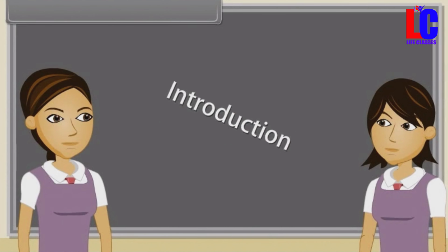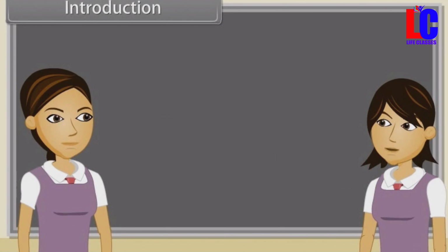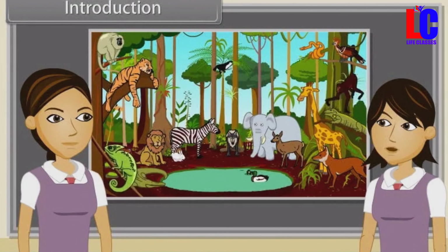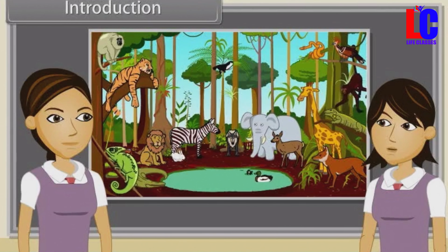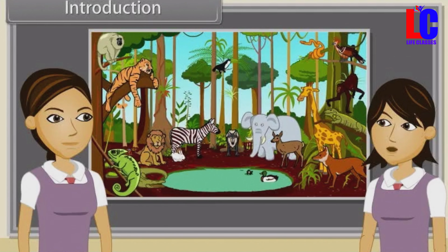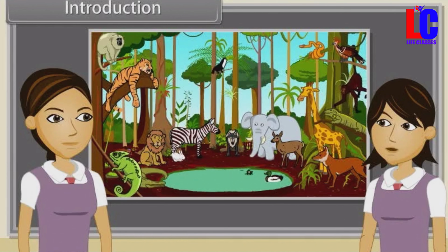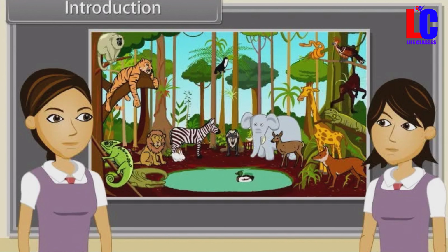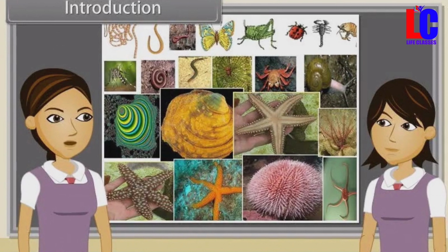Introduction. Sharmila, in our last discussion we studied the definition of animals, types of animals, characteristics of the animal kingdom, various levels of organization, body symmetry, diploblastic and triploblastic organization, coelom, segmentation, notochord, division of the animal kingdom, characteristics of invertebrates, and characters of Porifera, Coelenterata and Ctenophora. Yes, now we are going to discuss characteristics of Platyhelminthes, Aschelminthes, Annelida, Arthropoda, Mollusca and Echinodermata.